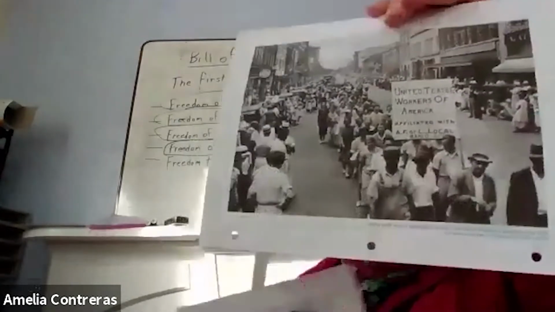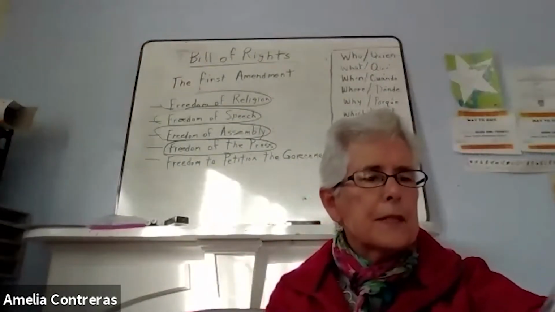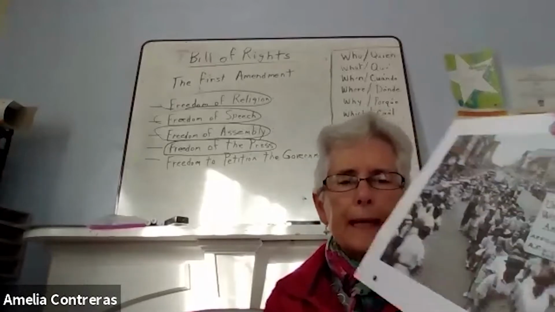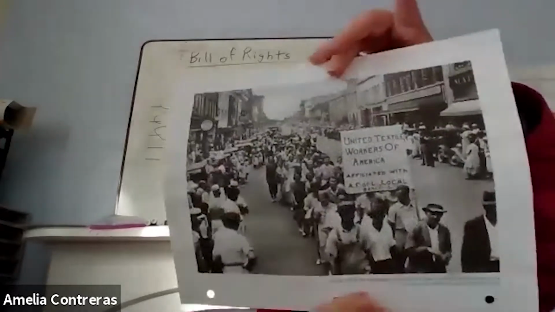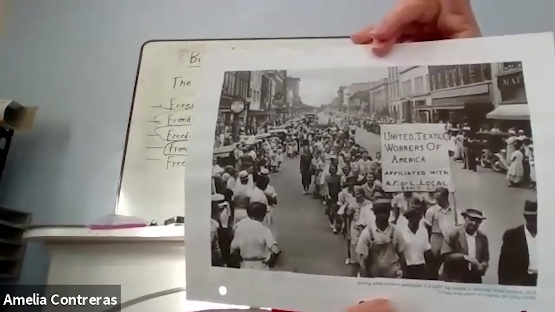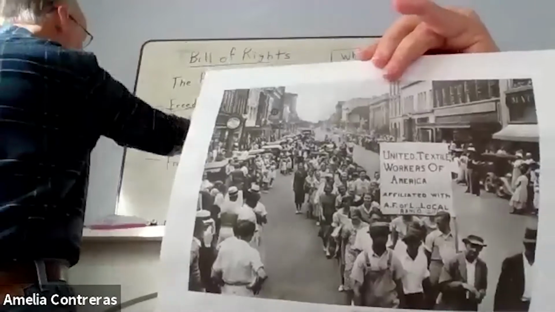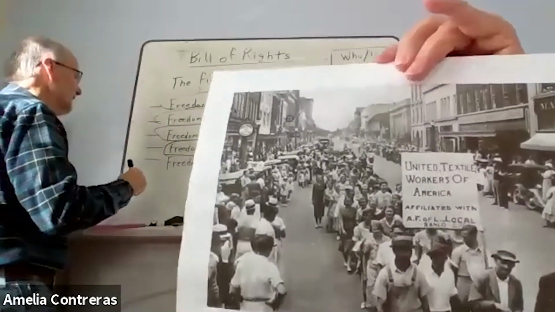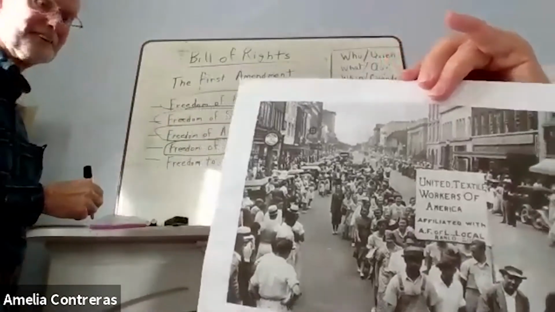Okay. Now, this is a picture from the textile workers who were in a Labor Day parade in Estonia, North Carolina. And these people were, again, yes, freedom of assembly. I was trying to put it in the word. Okay. So this is another example of freedom of assembly.